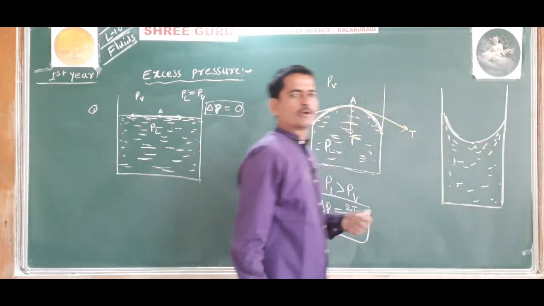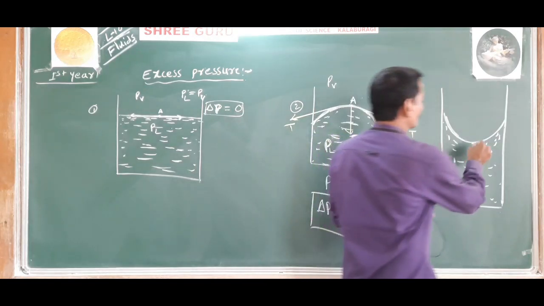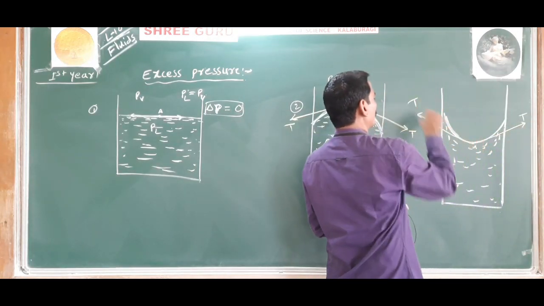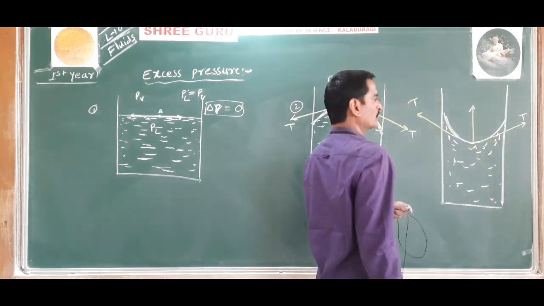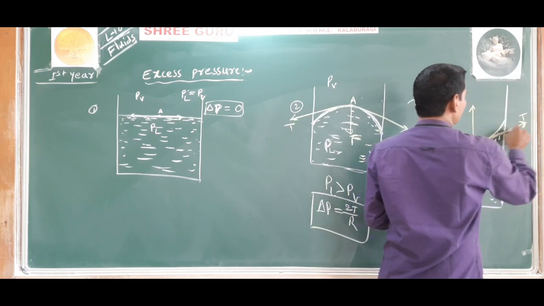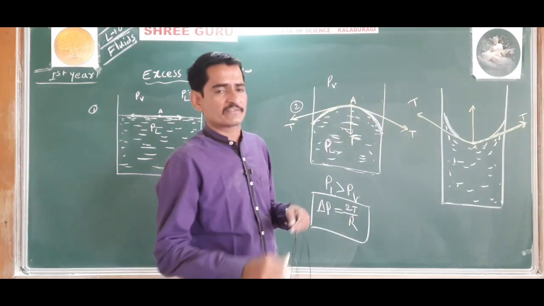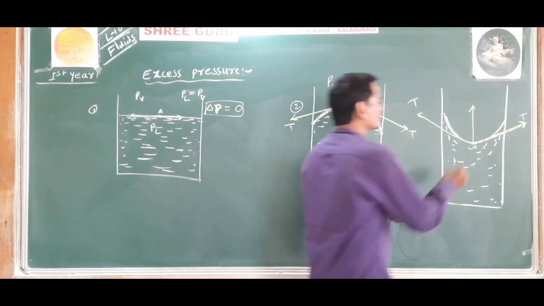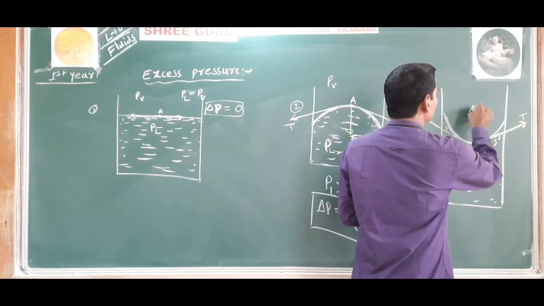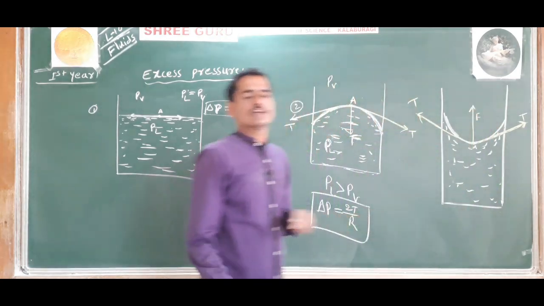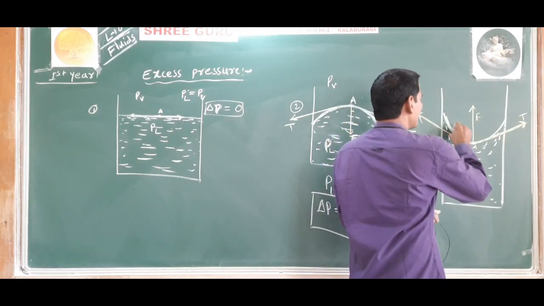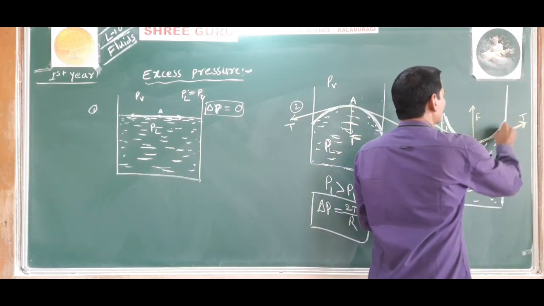So now a molecule is there at the point A. This molecule will experience a net force in the upward direction due to the surface tension. Here also surface tension will exist; if you draw a tangent to that surface, you will get the direction of the surface tension. So the net force acts on this molecule towards the vapor side.